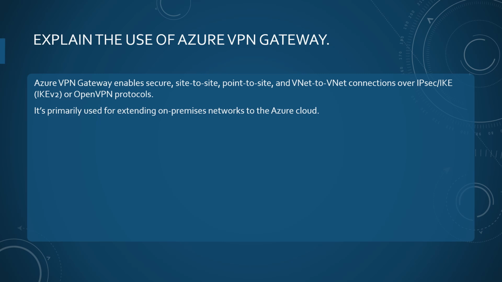Next question: explain the use of Azure VPN Gateway. Azure VPN Gateway enables secure site-to-site, point-to-site and VNet-to-VNet connections over IPsec, IKEv2 or OpenVPN protocols. It's primarily used for extending the on-premises network to the Azure cloud.